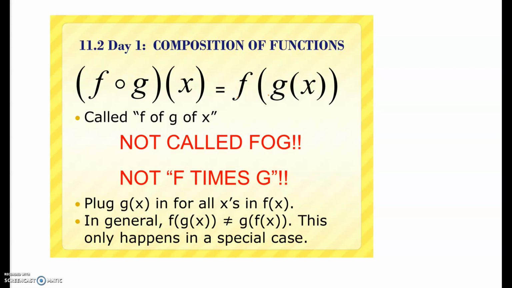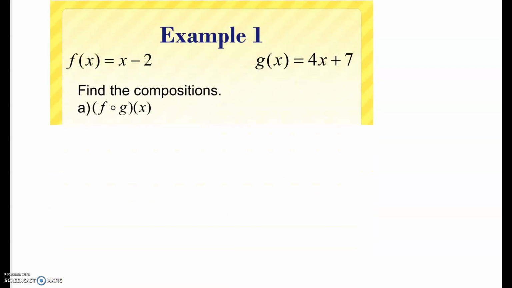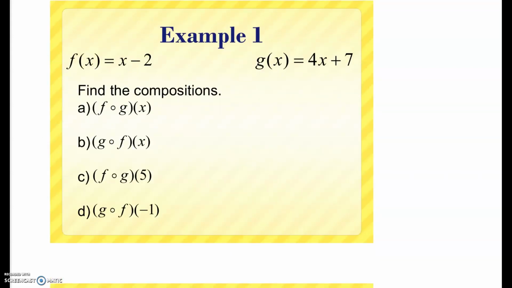What this basically means is that you take the entire g of x function and plug it into all of the x's that are in the f function. Okay? So here's an example, and I'm going to use colors to help you as much as possible. First of all, f of g of x. This is also written like this, and I'm going to write it in colors. We're going to make f of x be pink and g of x be purple.